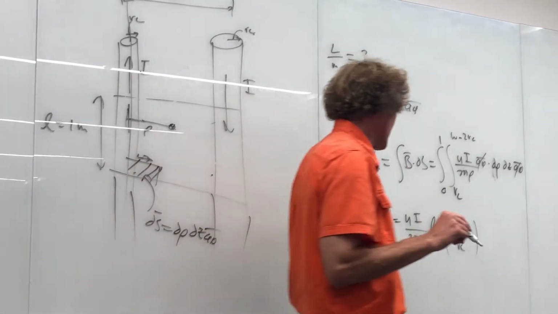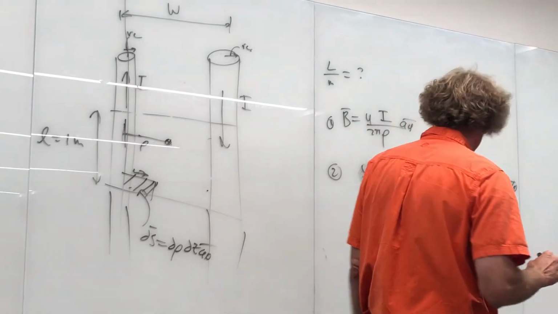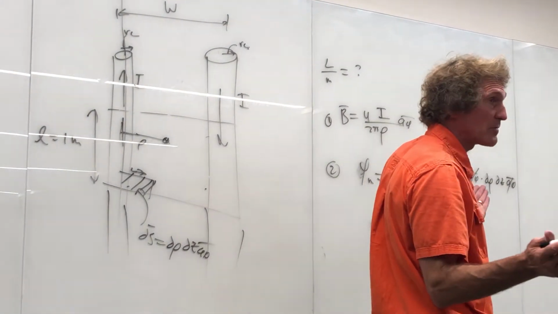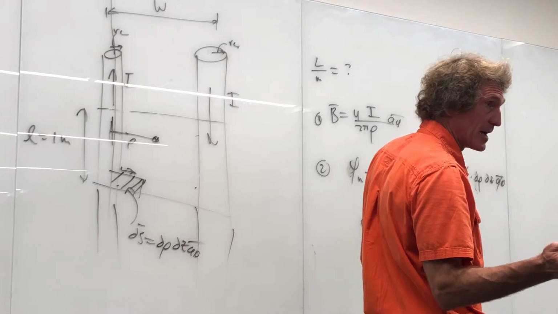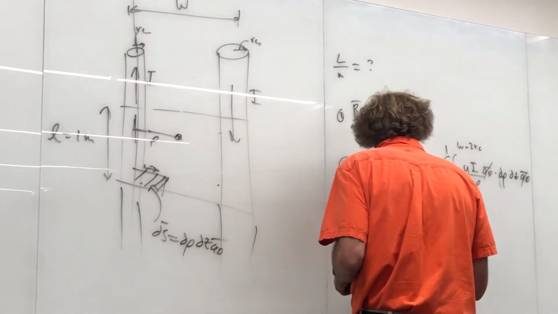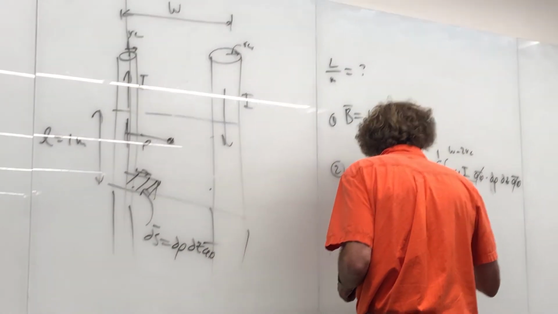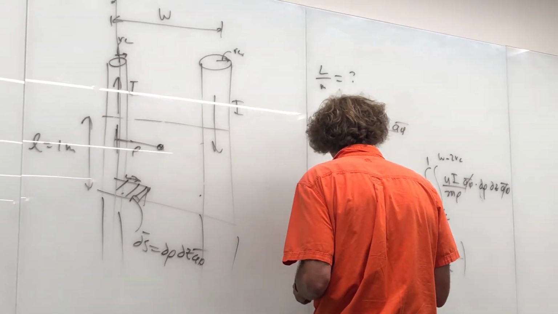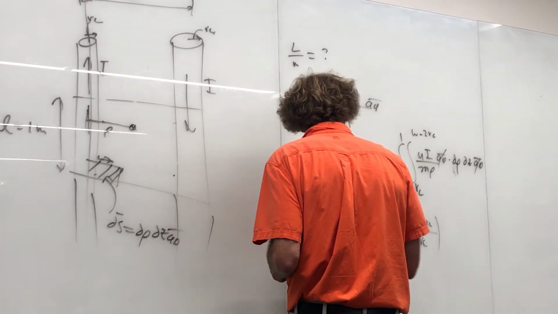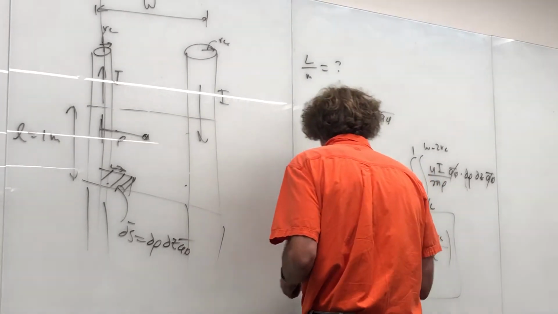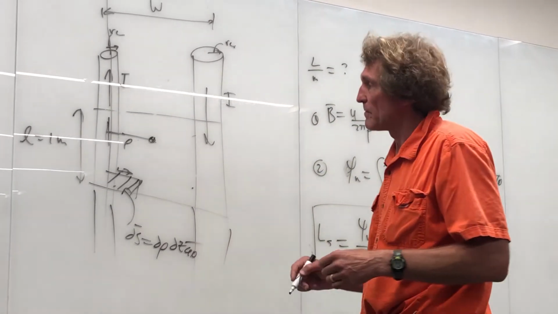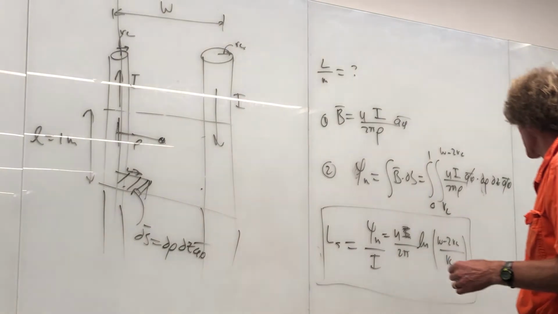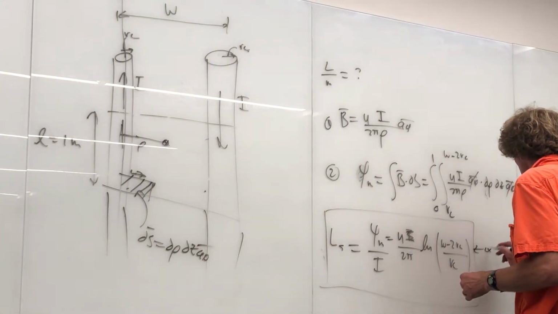So now I take that, and I'm going to say there's only one turn, so I don't have to worry about multiplying that by n. And now I divide that by I, and that is my inductance. And that's the self-inductance of this system, but it's external. And write this down, that's external.